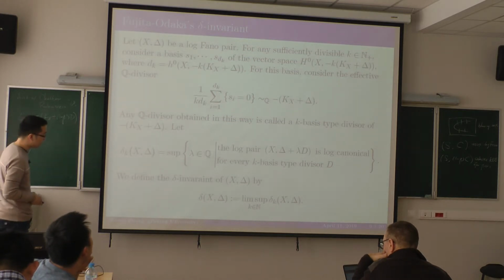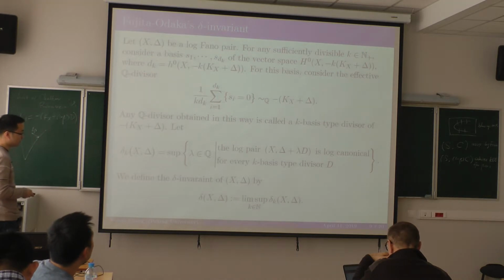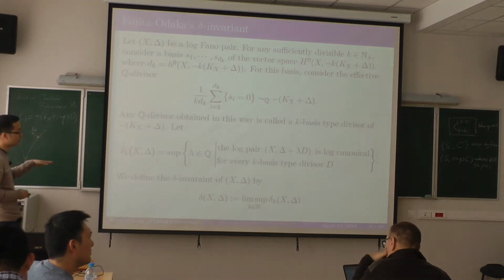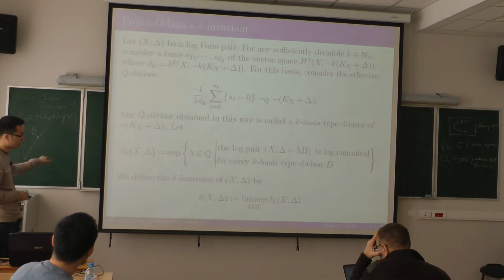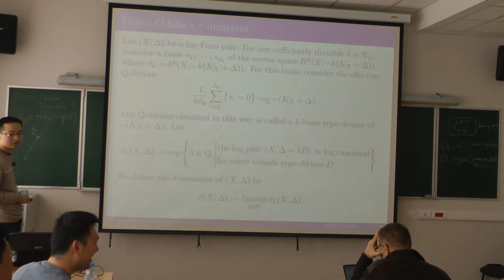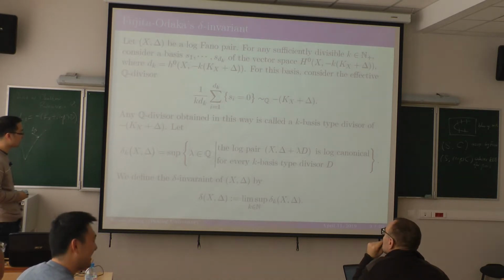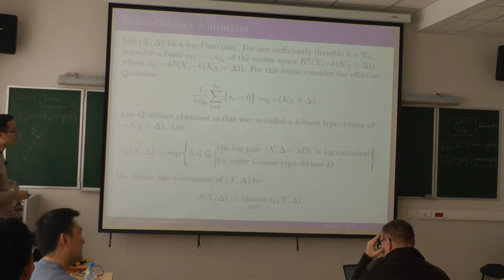In some sense, this delta is another version of the Donaldson-Futaki invariant, but it does not use the language of test configurations. It essentially only uses the information of the variety itself. You can show that this definition is in some sense equivalent to the test configuration language. This delta k is in some sense a quantization of delta. In our proof, we basically use this definition.